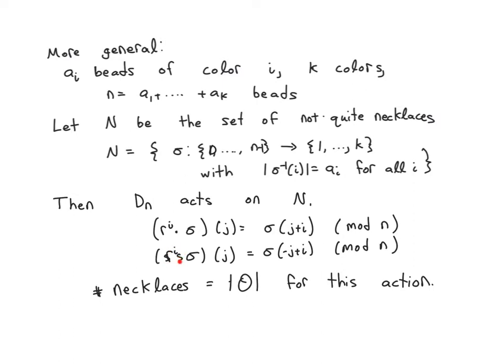Similarly, for a reflection, here I'm writing the s on the right, by the way, because it makes the formula a little easier. When I take the reflection and I act on one of these functions, I apply it to j, I'm going to negate j, add i to it, and then apply sigma to that. Here it's worth pointing out I'm working modulo n. And so it turns out the number of necklaces is actually the number of orbits for this action. So we need to show that this is an action.